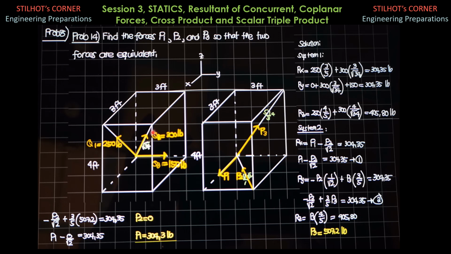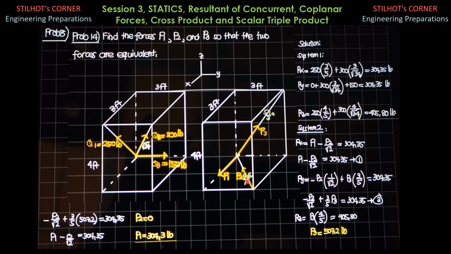Then Rz, which is upward. Q1 and Q2 have z components, Q3 has no z component. The z component of Q1 is 250 times 4 over 5. The z component of Q2 is 300 times z component of distance 4 divided by distance square root of 34. Combining, that's 405.80 pounds.